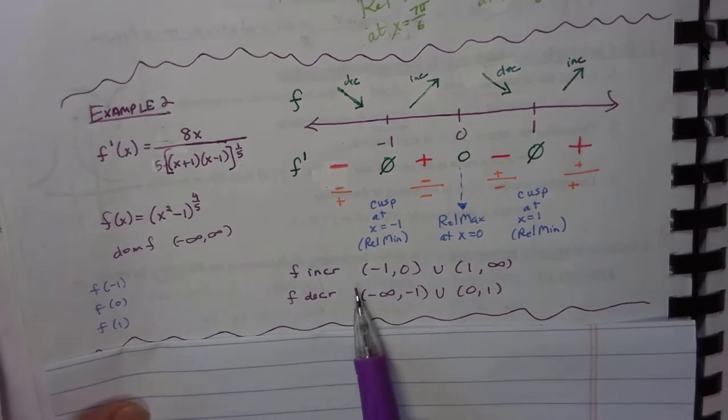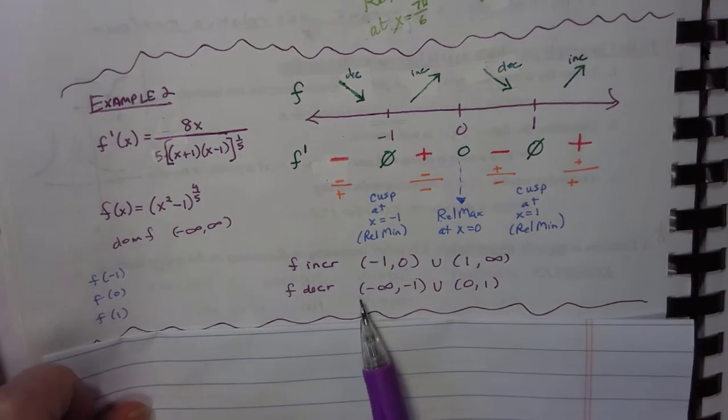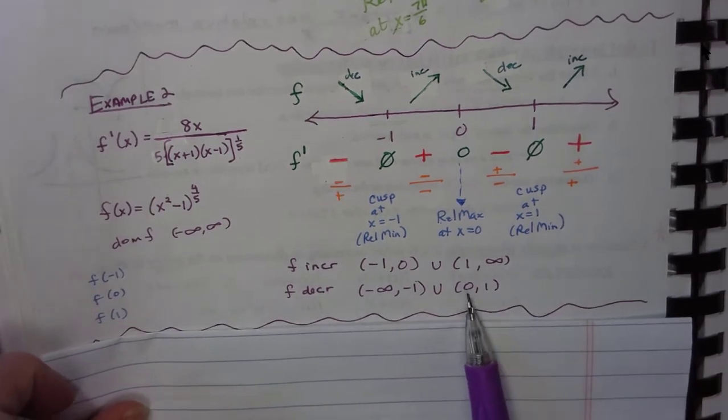Notice we can talk about f is increasing on the interval from negative 1 to 0 and 1 to infinity. F is decreasing from negative infinity to negative 1 and 0 to 1.